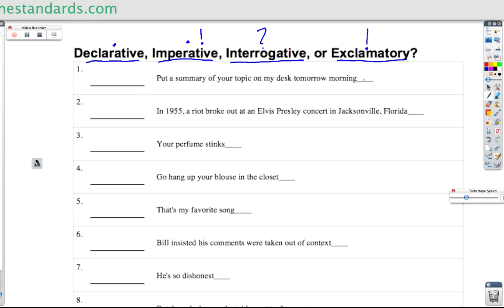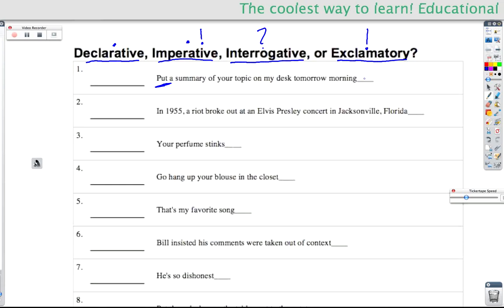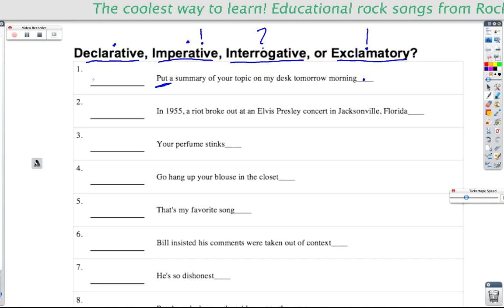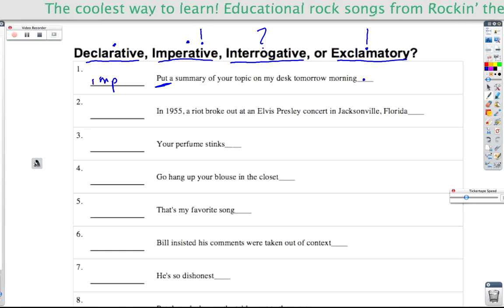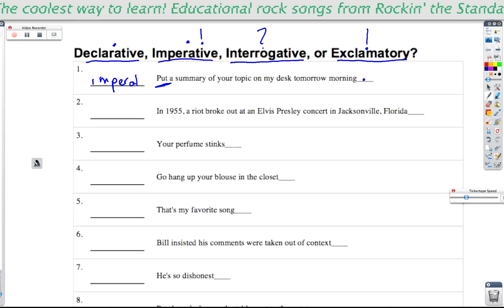All right, the first sentence says, "Put a summary of your topic on my desk tomorrow morning." Now notice the first word of this sentence is telling someone to do something. Put a summary of your topic. In other words, I want you to do this. Now it doesn't sound like anybody's really yelling something like this, so we're going to put a period right down there. And since it's a command, we consider this to be an imperative sentence. So we're going to fill in imperative there.